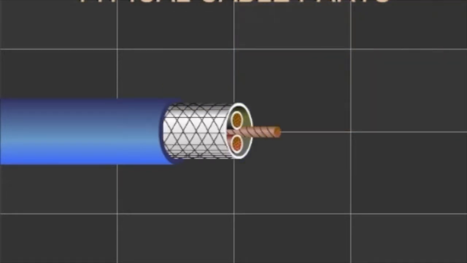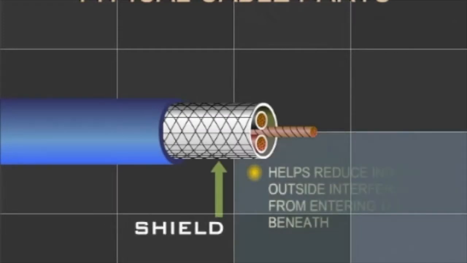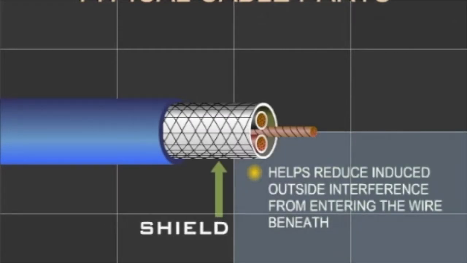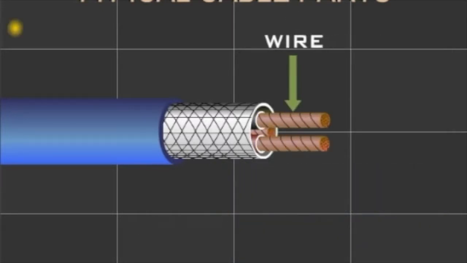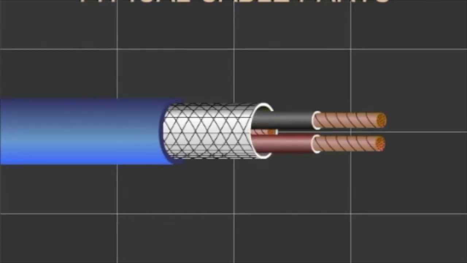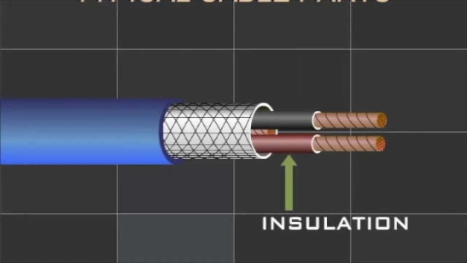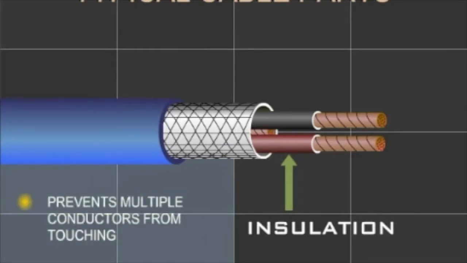In some cable there is a metal layer inside the jacket known as the shield, which helps reduce induced outside interference from entering the wire beneath. Next is the wire or conductor, which is the actual portion that transmits voltage. Surrounding the conductor is its insulation, which is typically rubber or plastic, which prevents multiple conductors from touching.